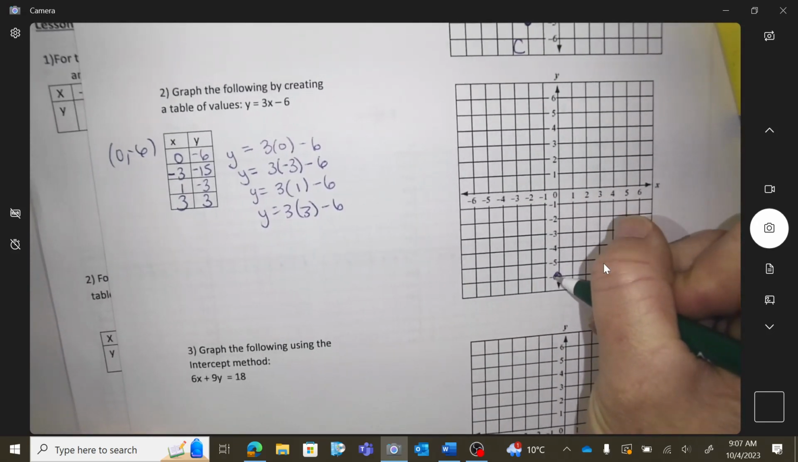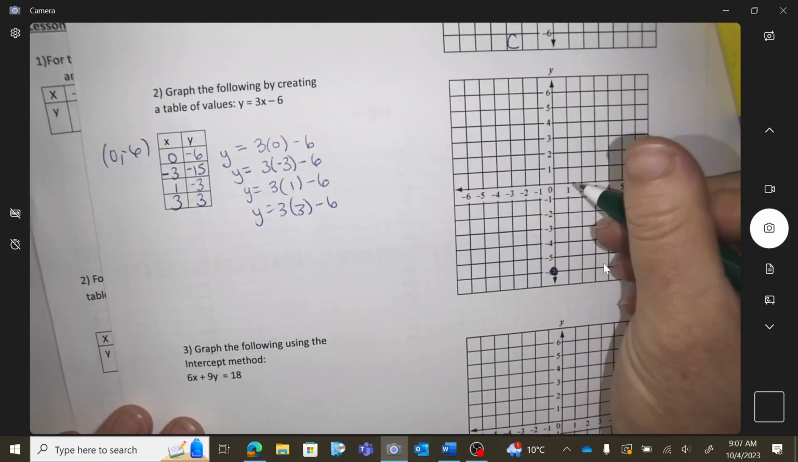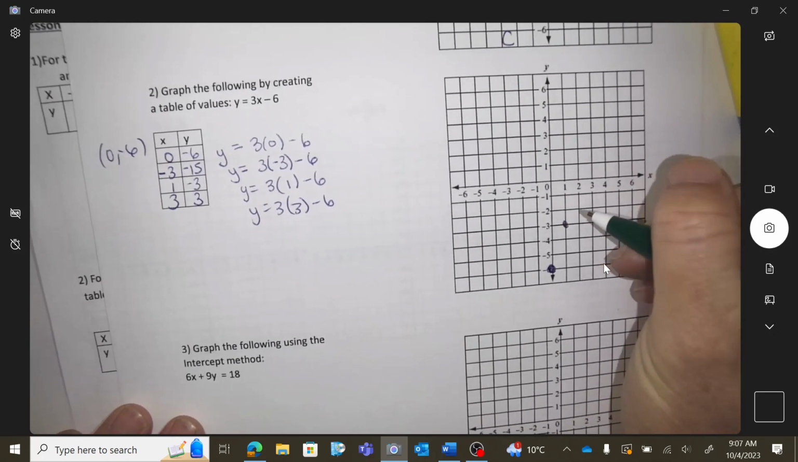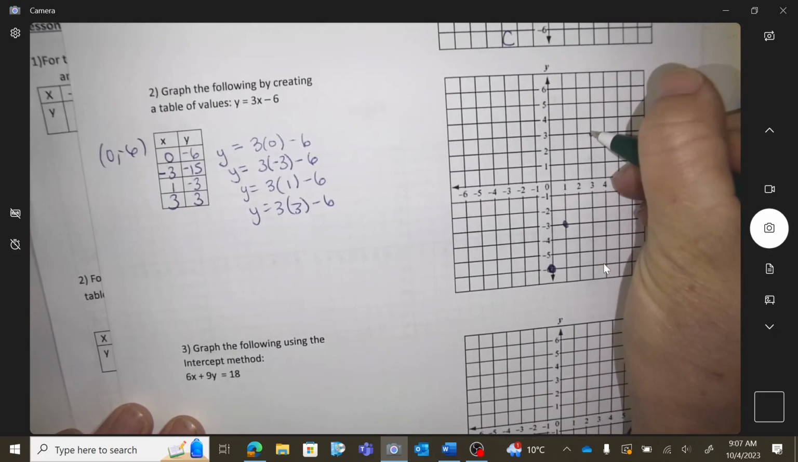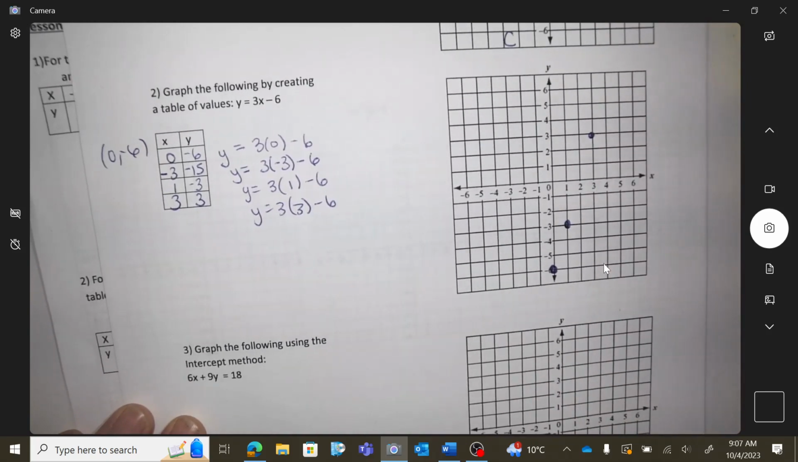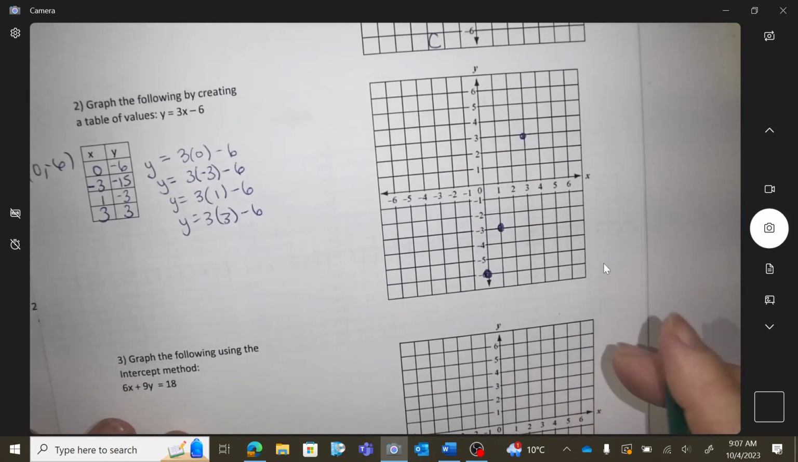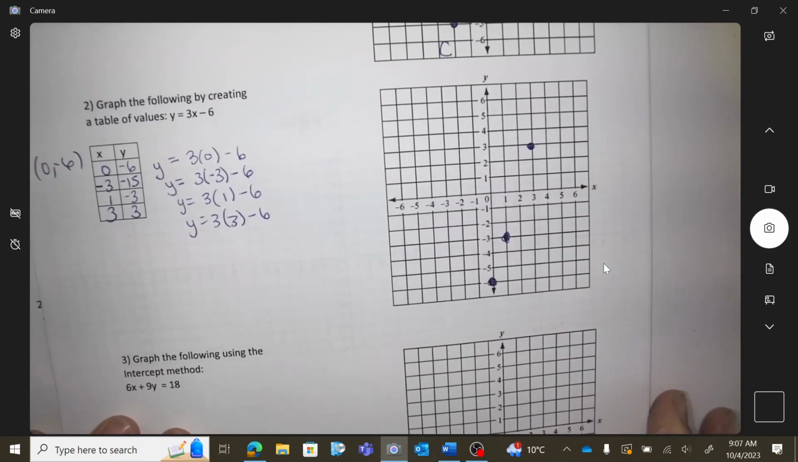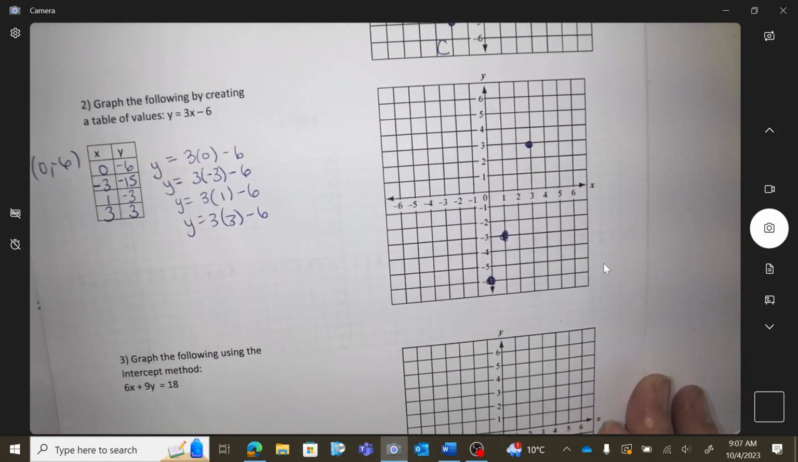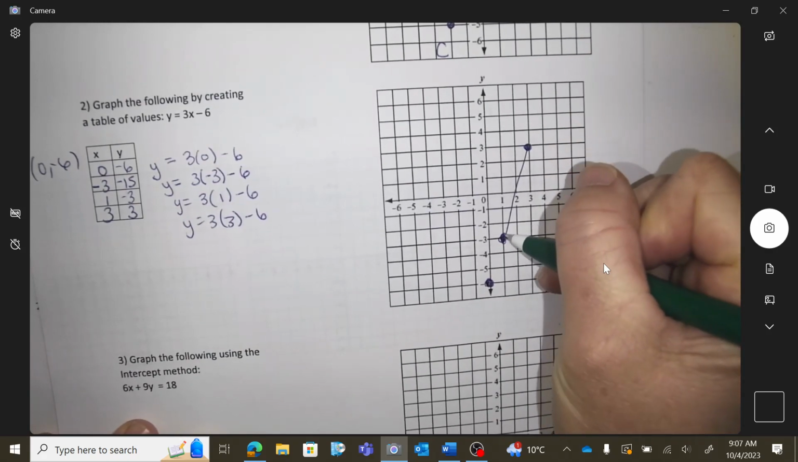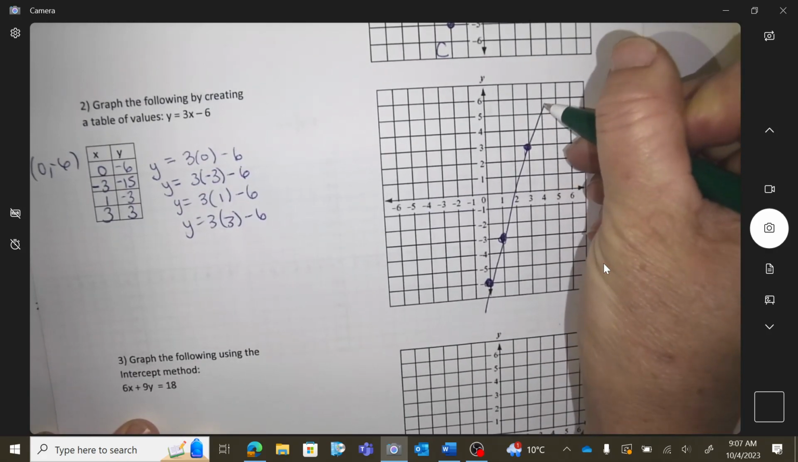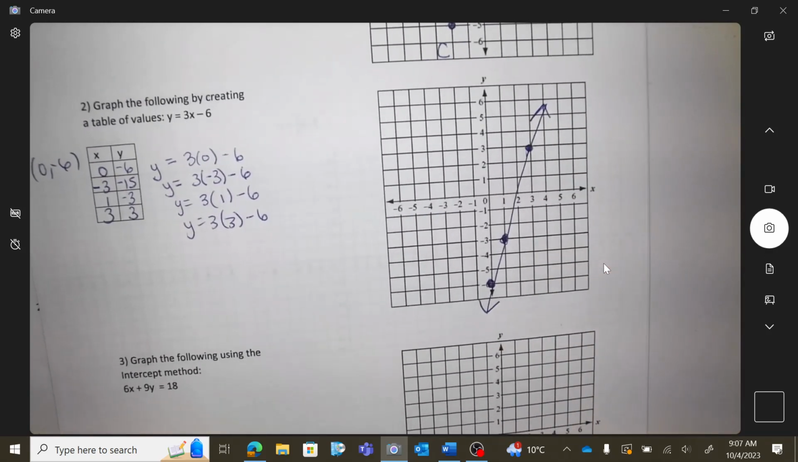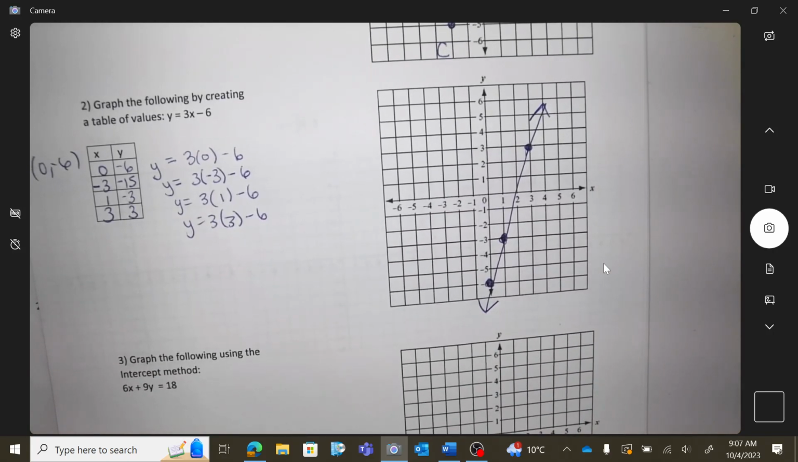Okay, so 0, negative 6, 1, comma, negative 3, and 3, comma, 3. Obviously that other one I picked doesn't really work with this. So when you plot these points, just remember that they should line up. And then you connect. On your test, I will be looking for you to put arrows on your line because I'm showing you that it just keeps going and going and going.